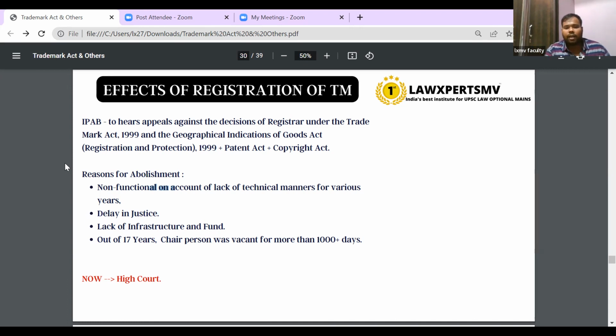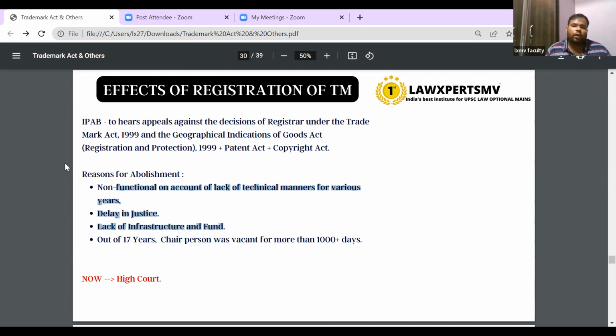And another interesting aspect is that it was there for 17 years. In that particular 17 years, for around 3 years, the chairperson was not there. So in that kind of scenario, we won't be able to appreciate its existence, right? So it is better, it has had its own demise. So those are the main reasons why this IPAB was abolished. These points are very important. It can be asked in your UPSC optional.